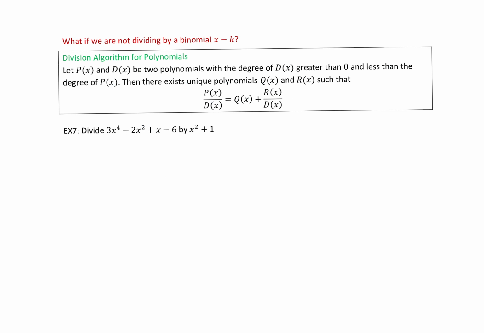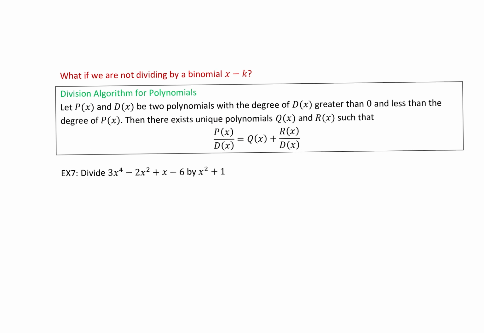So what if we are not dividing by the binomial x minus k? Well, in that case, let's just say that we're dividing by some random polynomial. We'll call it d of x. And we're calling it d of x because d stands for divisor, and that's what we're dividing by.